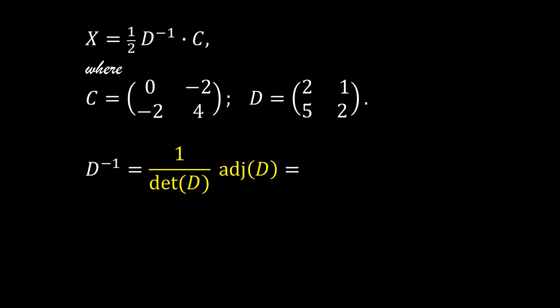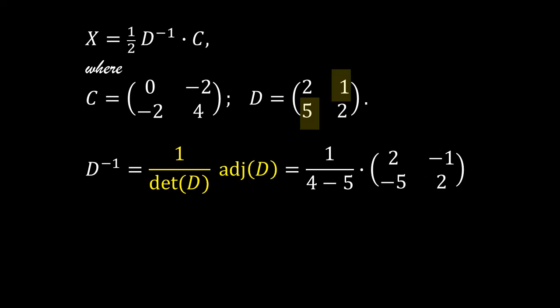In order to get the matrix D inverse, we need the value of the determinant, and the adjugate of the matrix. So, the determinant of D is 2 times 2, minus 1 times 5. The 2 by 2 adjugate is obtained by swapping the two elements on the main diagonal, and then the remaining elements are just rewritten as the negative of them. So, we have the result.